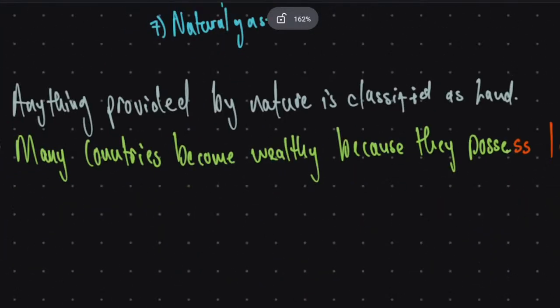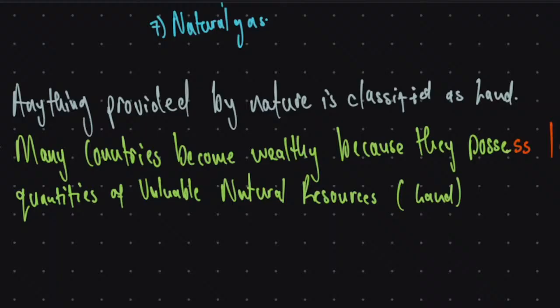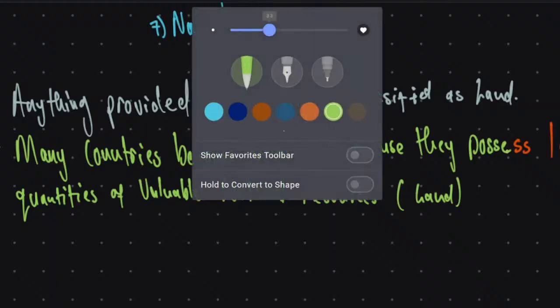Because they possess large quantities of valuable natural resources. And these natural resources in economics qualify as land, right? Let's put them. For example, and you see examples.